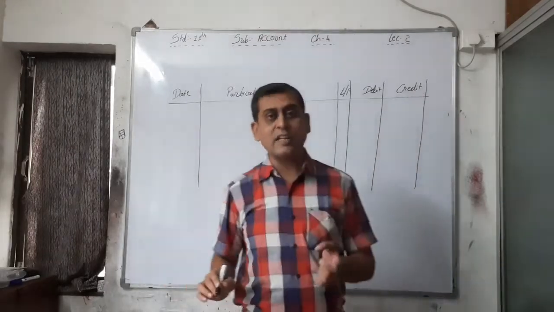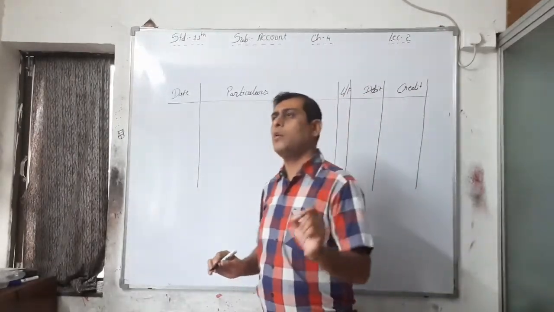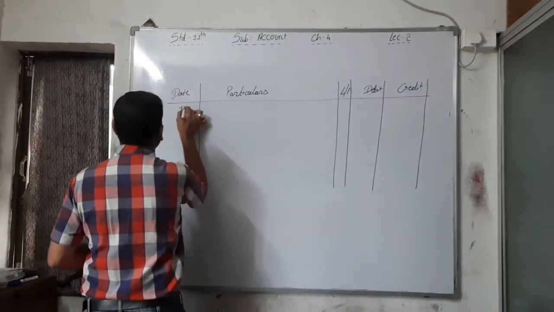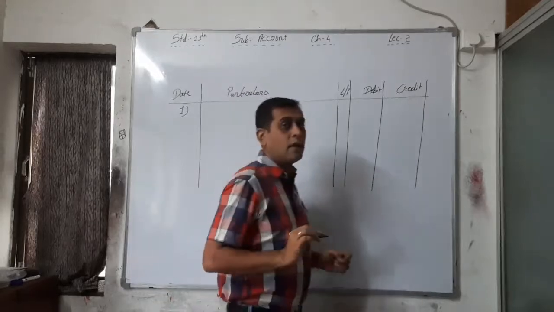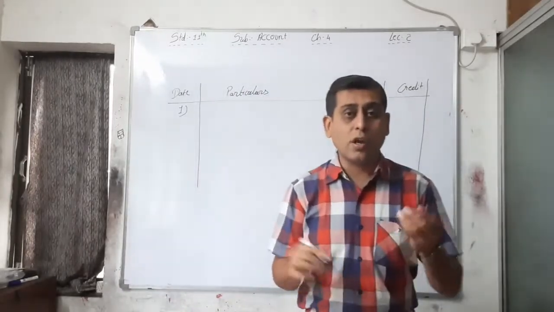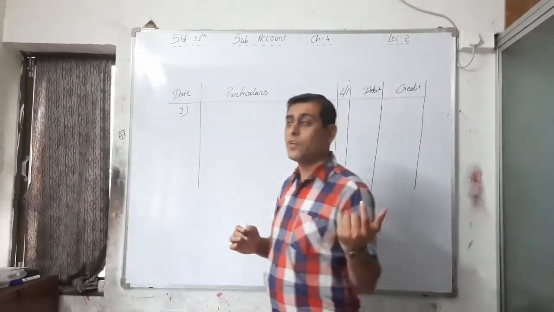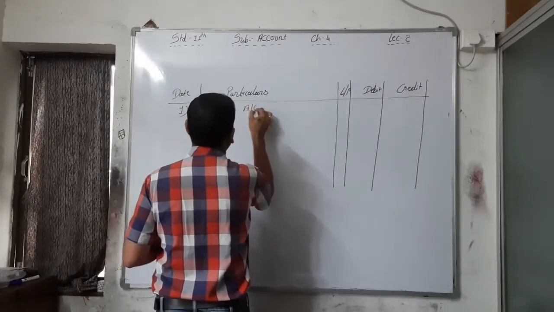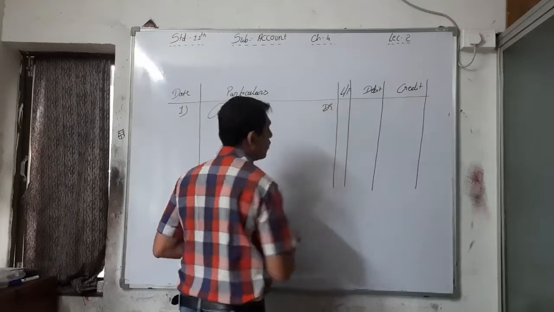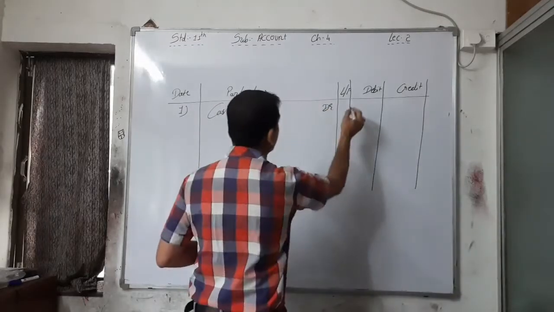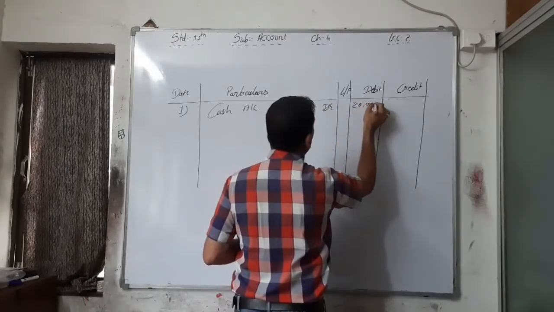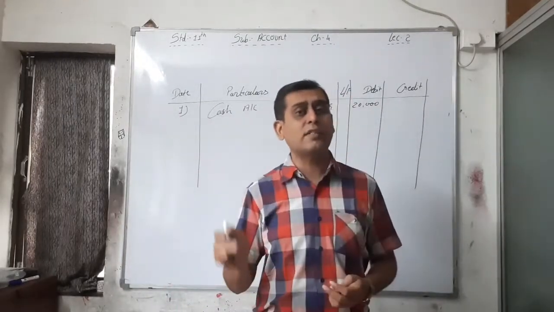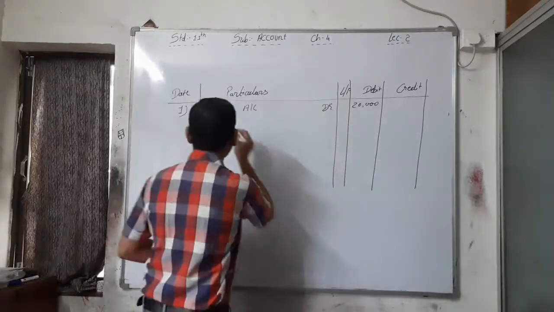The date is not given because it is just one example, right? So here we are writing just one in the date column. Cash comes into the business, that is our asset, that's why the cash account is debited with rupees 20,000. Machinery comes into the business, that is also our asset, that's why debited. So machinery account debit.